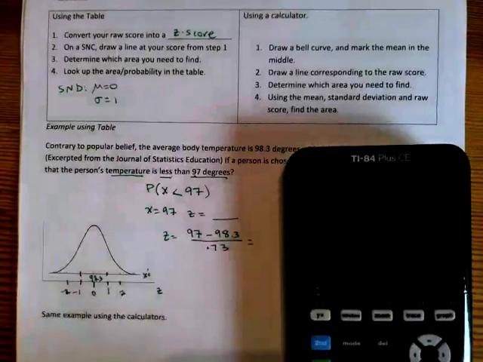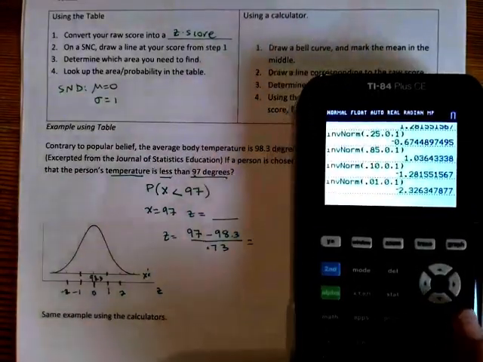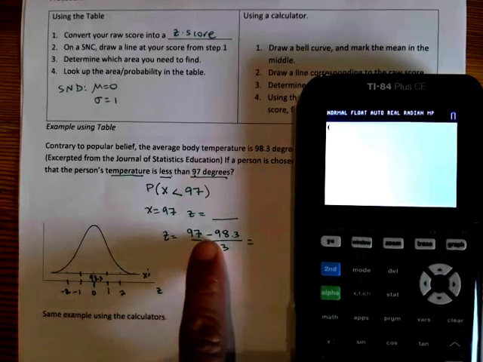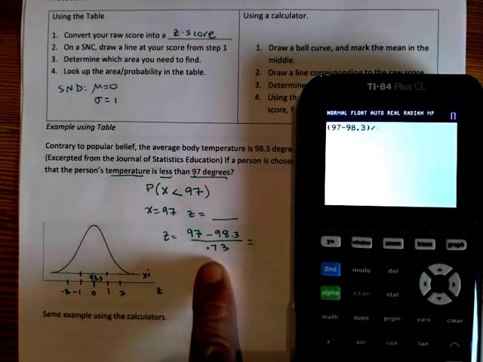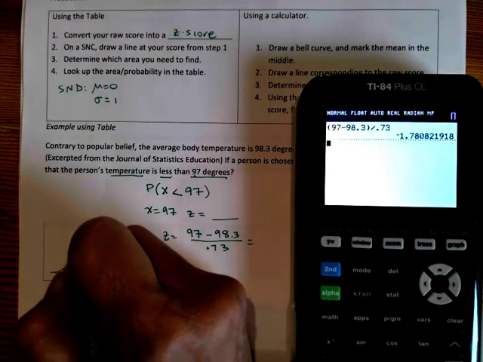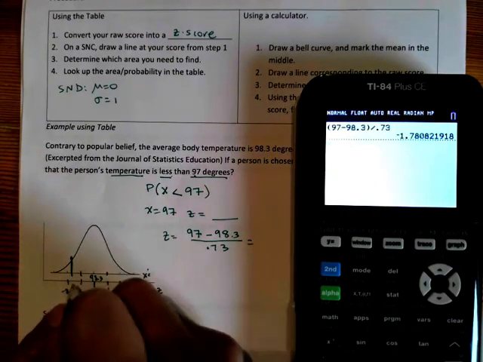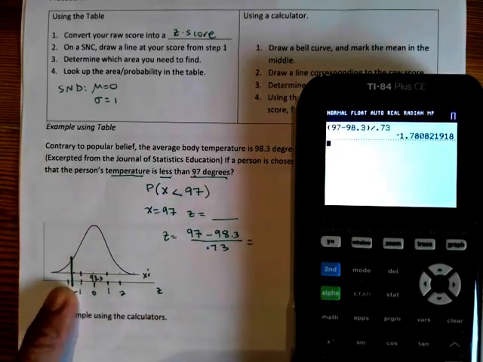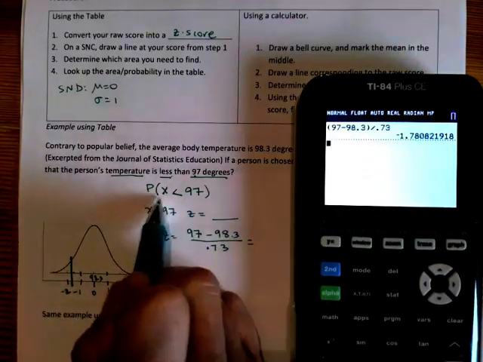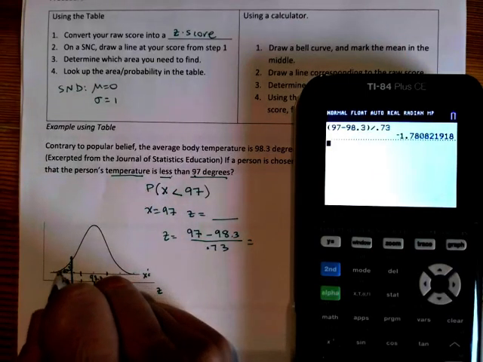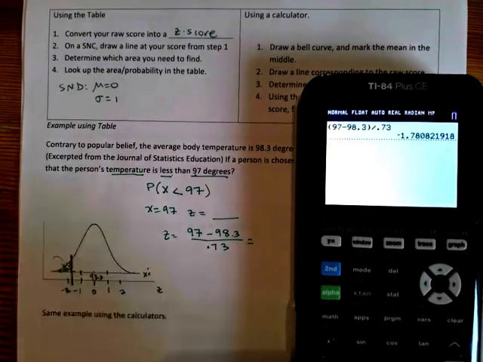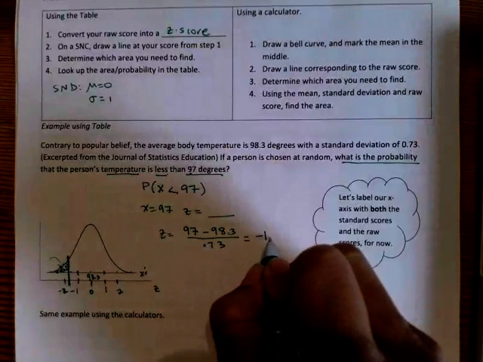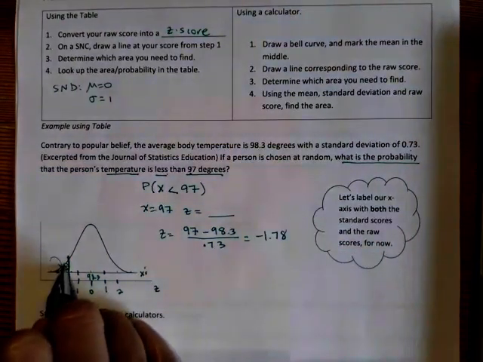So I'm going to go ahead and do my calculator, which we can kind of see there. Okay, so I want to do parentheses around the top. So 97 minus 98.3, divided by 0.73, so negative 1.78. So I'm on my z's, negative 1.78. This would be where 97 is up on the x-axis. And I want the probability that I get a value less than that, so I will be to the left. So that z was negative 1.78. I've shaded the region I'm interested in.